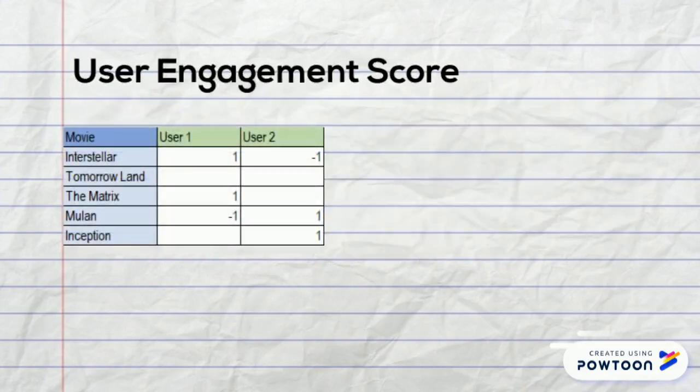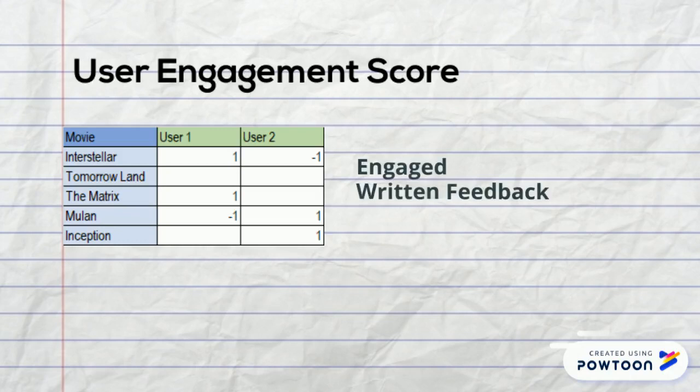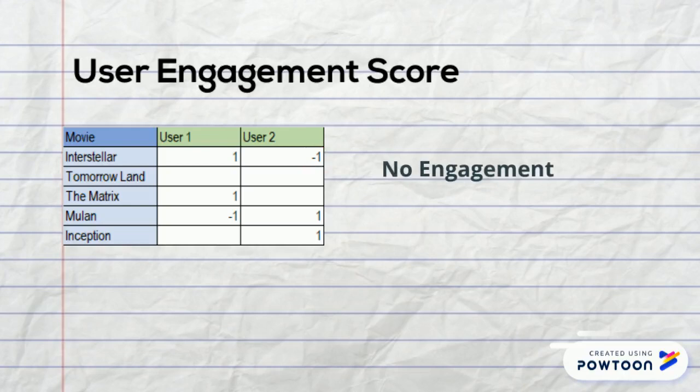Let us have a look at the user engagement scores. For each movie, the score is calculated in a way such that if the user has engaged with the item and written feedback on the item, it is rated 1. While if the user has engaged but not written any feedback, it is rated -1. It is left blank if there is no user engagement.